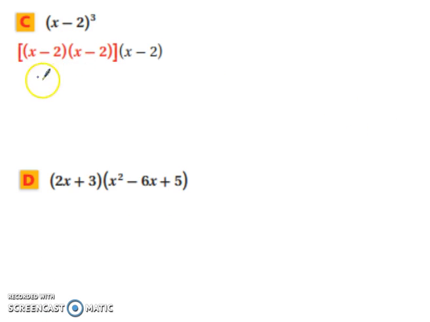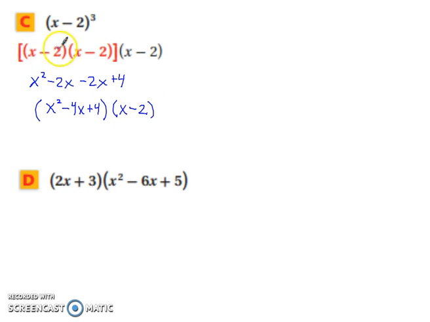So we have x times x, which is x squared, x times negative 2, which is going to be negative 2x. Negative 2 times x is going to be negative 2x. And negative 2 times negative 2 is plus 4. Combine like terms. So we have x squared minus 4x plus 4. This trinomial needs to be multiplied by this binomial.